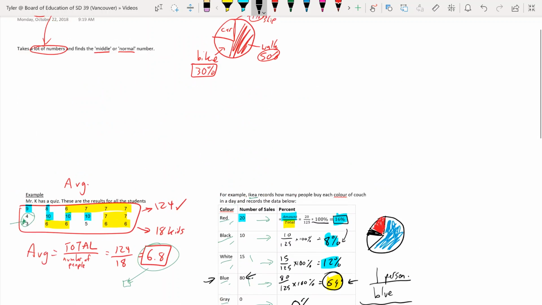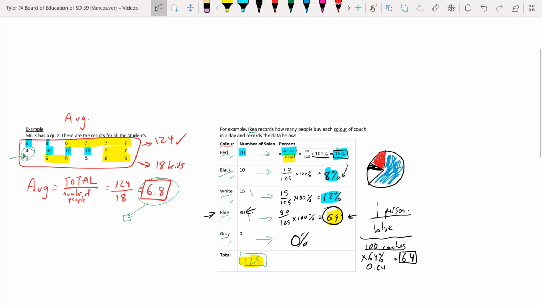So the basics is, should we use average or percent? When we use average, we're figuring out what one normal person would say or would think or would have. If we're doing percent, we're figuring out what chunk of all of the answers gave that one answer we're looking at, like blue couches or whatever. And that's it.